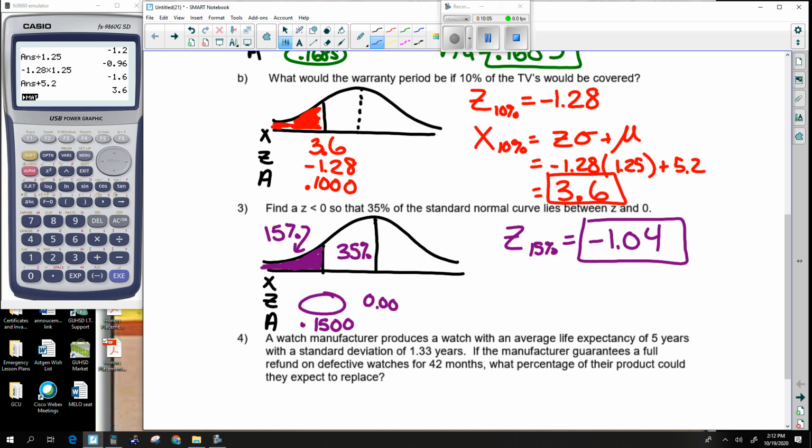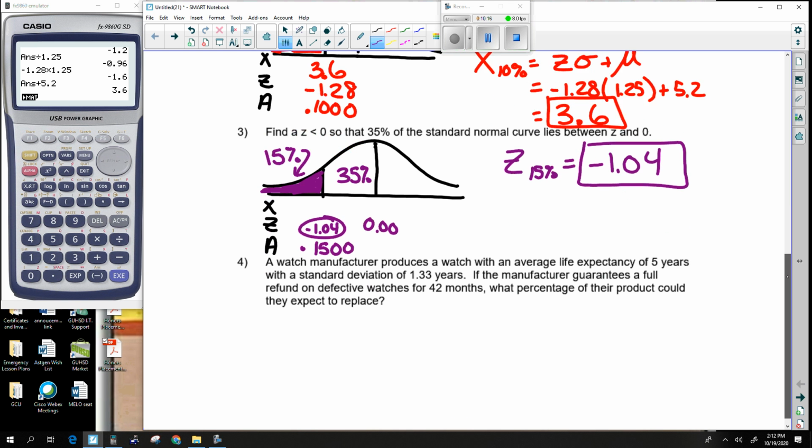So that's the z-score less than 0. That will leave 15% between it and the 0. So that middle section is going to be 35%, just like they want.